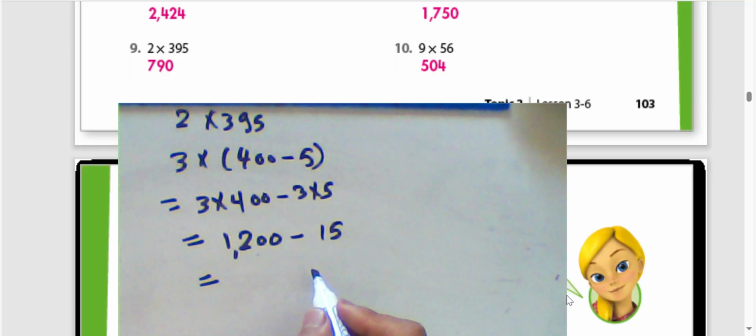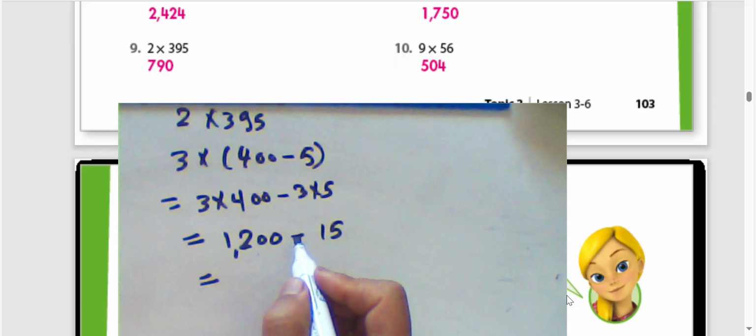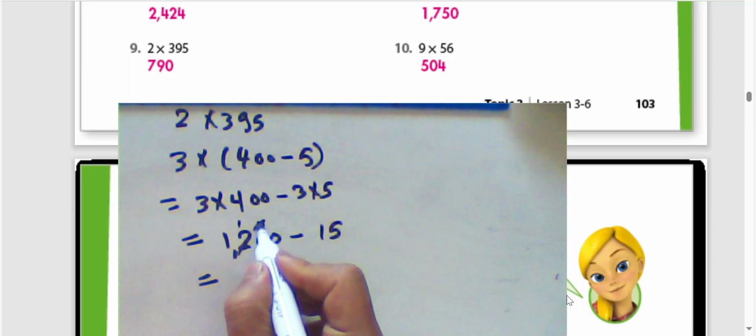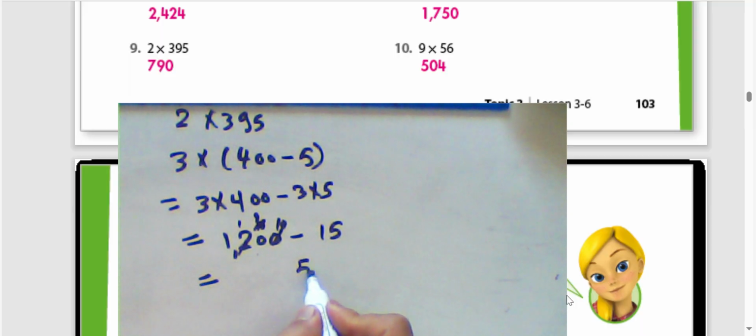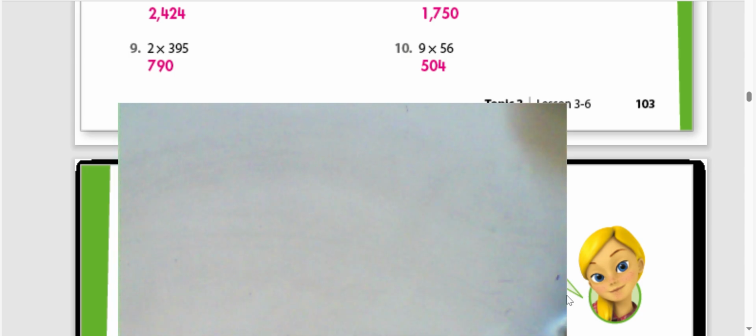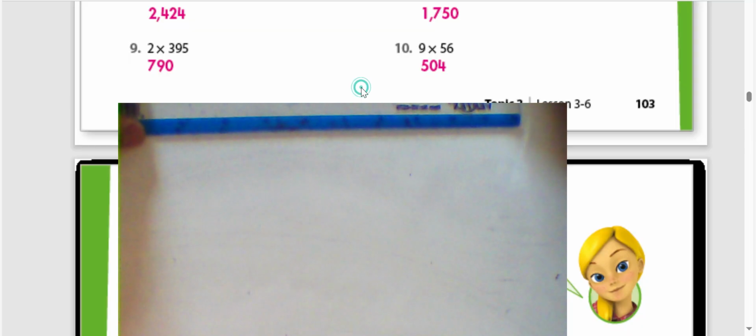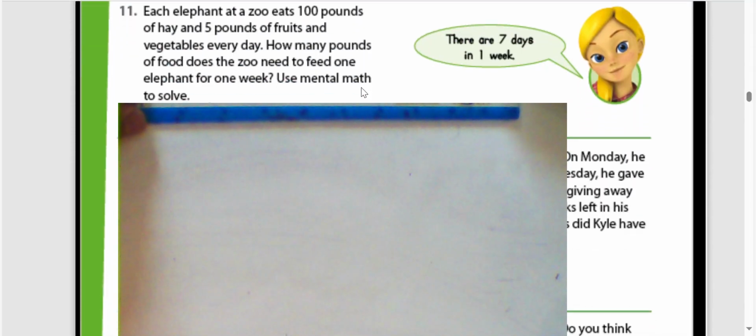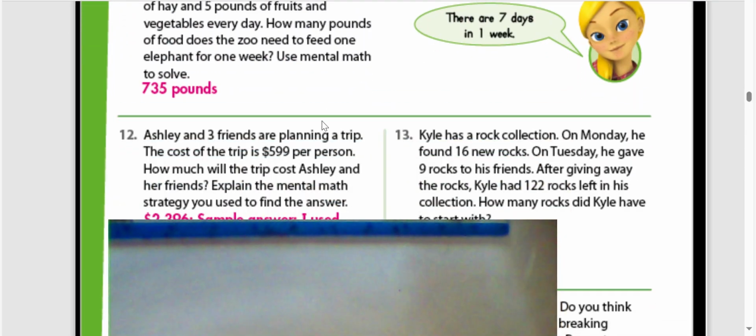1200 subtract by 15. We must borrow 1. 0 minus 5 we can't do directly, so it will be 10. 10 minus 5 will be 5, and 9 minus 1 equals 8. Write 1 and 1. The result will be 1185. Okay, next question here.